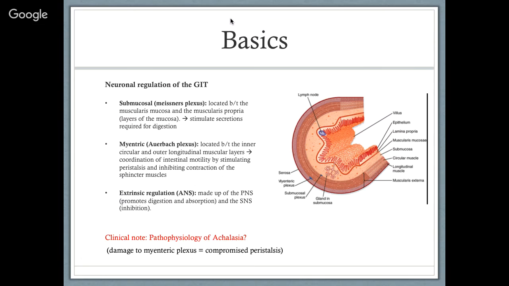You've also got the myenteric plexus, which is between the inner circular and the outer longitudinal layers. And because it's between the two muscular layers, you can obviously assume that it'll be responsible for peristalsis and stimulating and inhibiting contraction of the sphincter muscles. Clinical note, the pathophysiology of achalasia, which we'll talk through when we go through the esophageal conditions, is related to the neuronal control. So you'll have damage to the myenteric plexus. We know the myenteric plexus controls the peristalsis. So if you damage that, that's when you get achalasia.